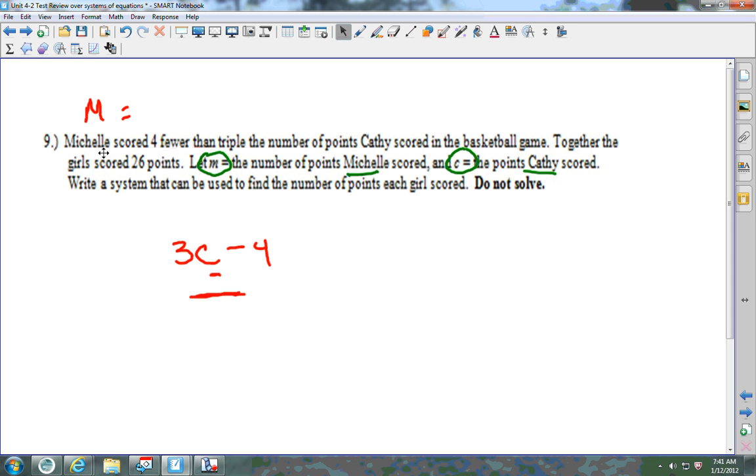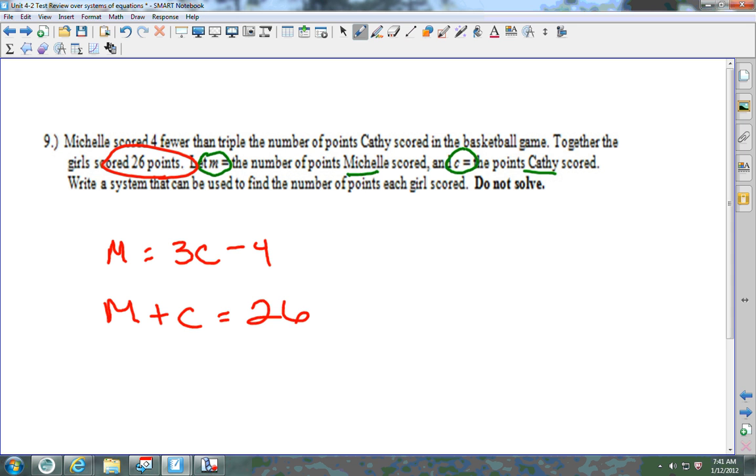So let me bring this equation down. And, oops, let me erase these little stray marks. The next one says that they scored a total of 26 points. So Michelle's points plus Kathy's points equals 26. That's your system.